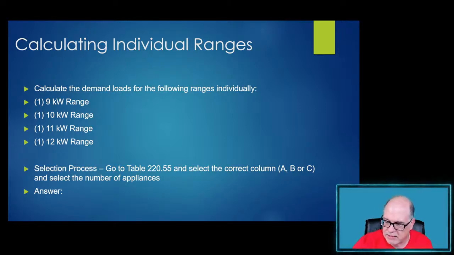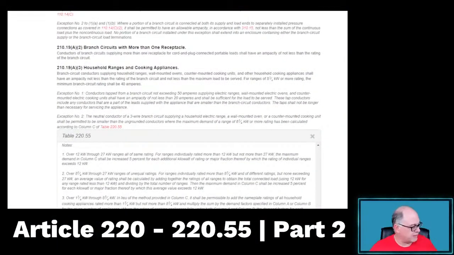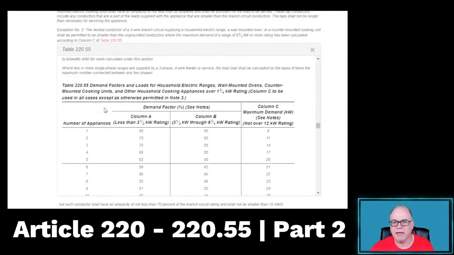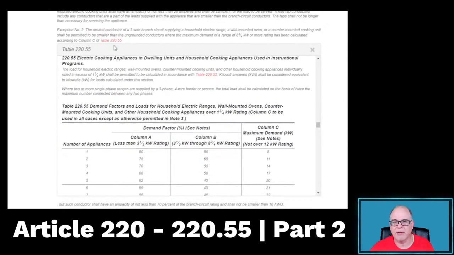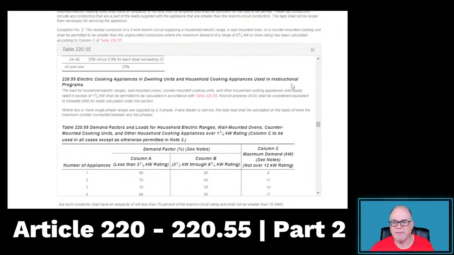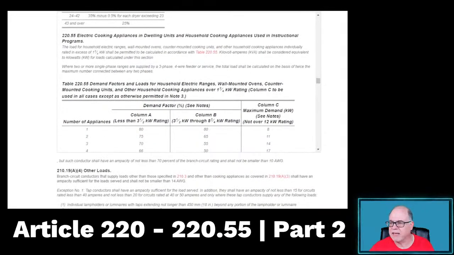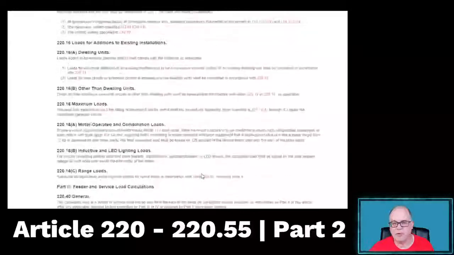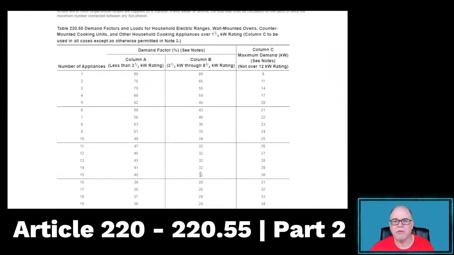Okay, so let's go to the NEC. All right, and so we're going to look at the table. So here's the table. We're going to be looking at it right here. Okay, 220.55. In fact, let's make it easier. Let me go to that table rather than having to do an in view. That way it just makes it easier for you all to see what we're looking at. So here's our table. This is what we're looking at.